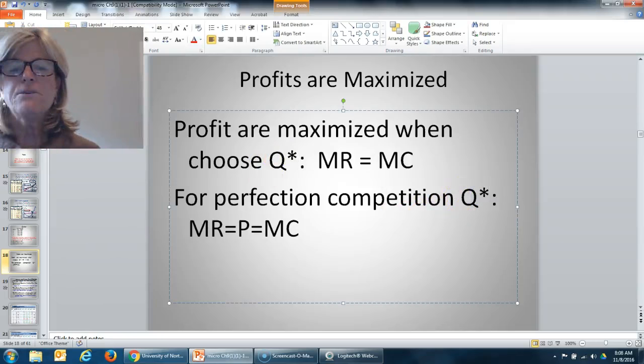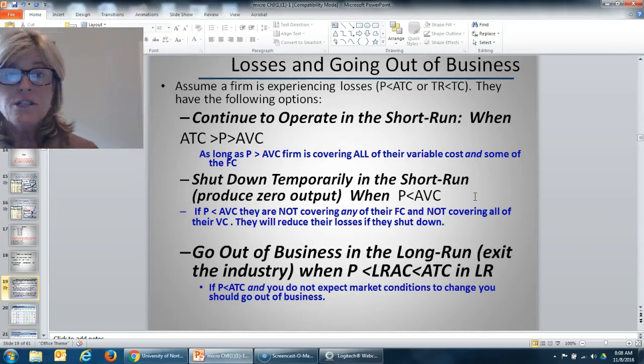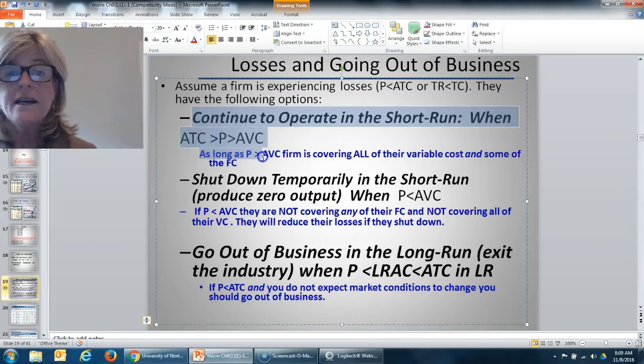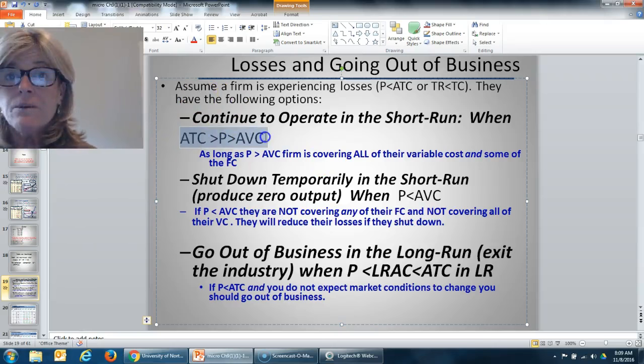All right, so these are the rules. These are rules of how firms are going to behave when prices change in the market. And these are the rules, but you have to apply them at Q star. These rules do not work unless it's at Q star. Don't try and apply it anywhere else except Q star. All right, so the first rule is if the price is in between average total cost and average variable, so you're covering all of your variable and part of your fixed, you're going to continue to operate in the short run.